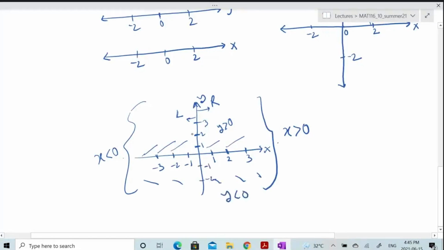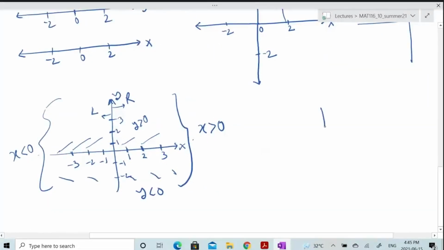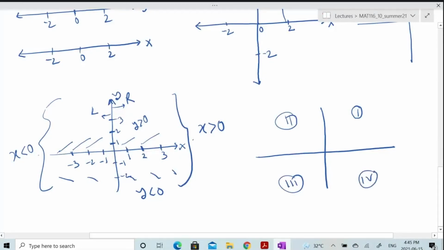Above the x-axis y is positive, below the x-axis y is negative. Why do we need to know that? Because when we draw the Cartesian coordinate system, we basically get 4 regions: 1, 2, 3, and 4. In mathematics, these 4 regions have a name. The name is quadrants. So this one is the first quadrant, this is the second quadrant, this is the third, and this is the fourth.